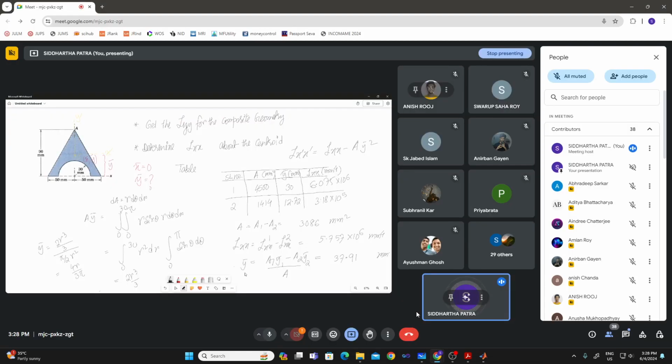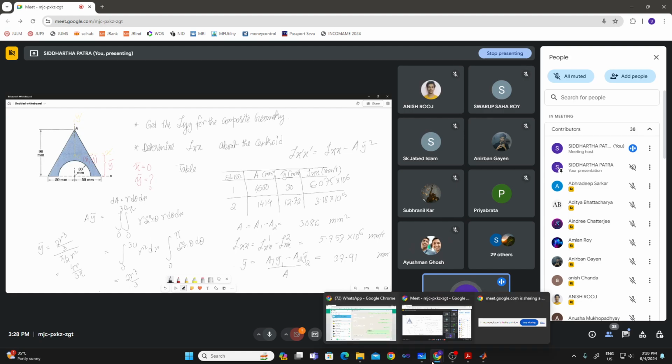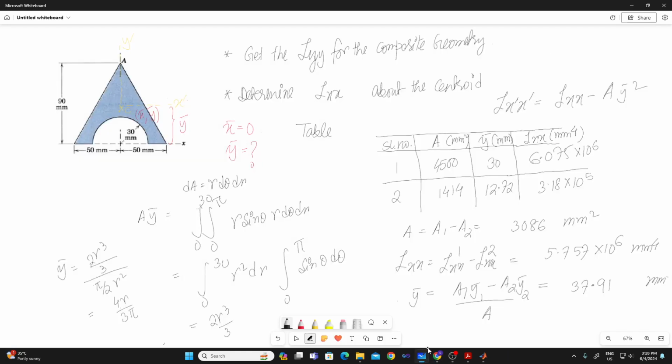Is there any question regarding this problem? Could everybody understand this one? If we are clear with this one, we will move on to the next problem.